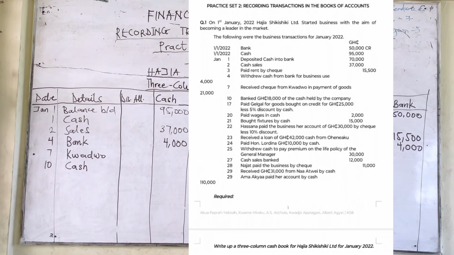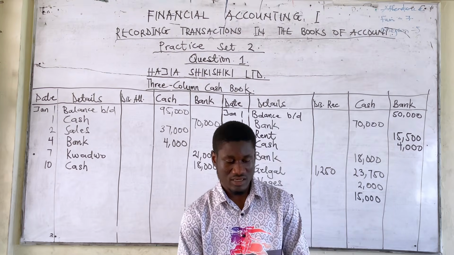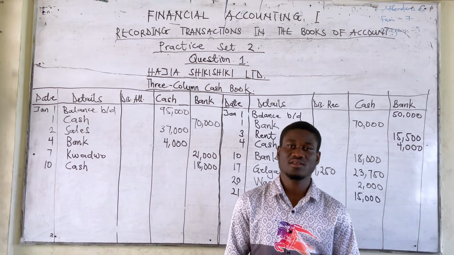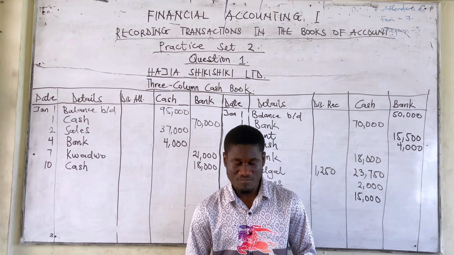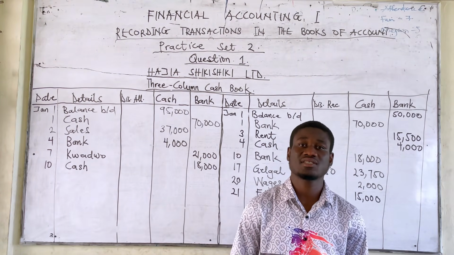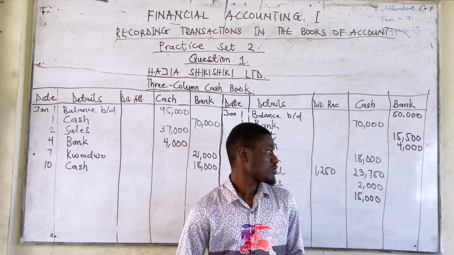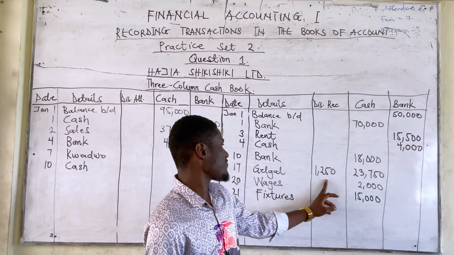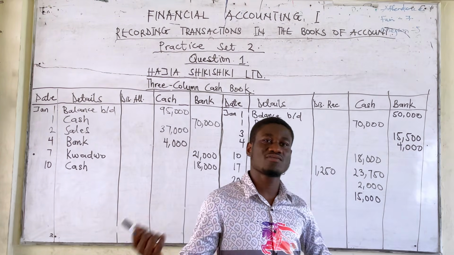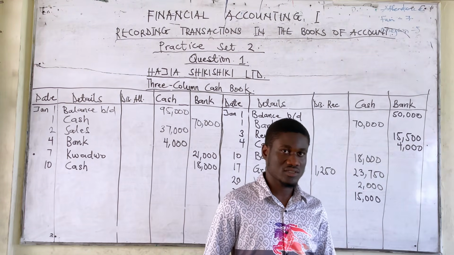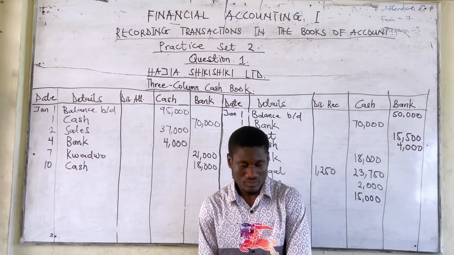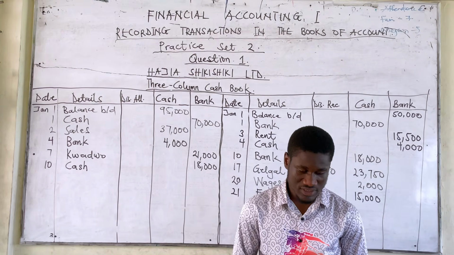It says Hassan paid the business account 30,000 by check, less 10% discount. Hassan is paying the business his account of 30,000 by check. And we are giving Hassan what? 10% discount. Just like Gilgal gave us 5% discount, we are also giving someone who is a trade receivable, someone who owes us, 10%. You get it? Good. For the goods we sold to the person.